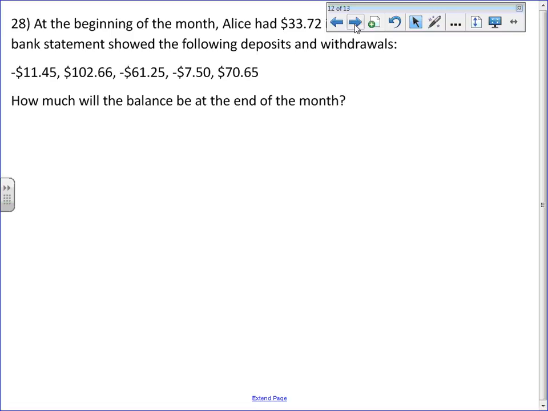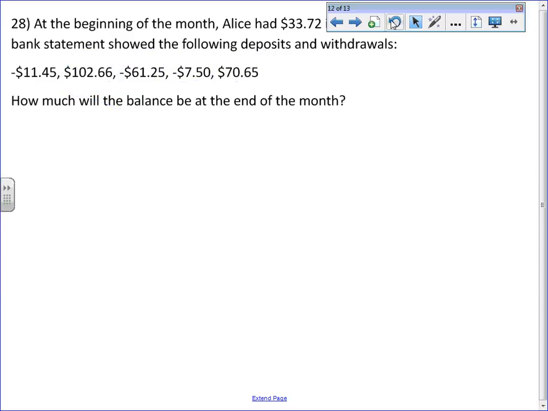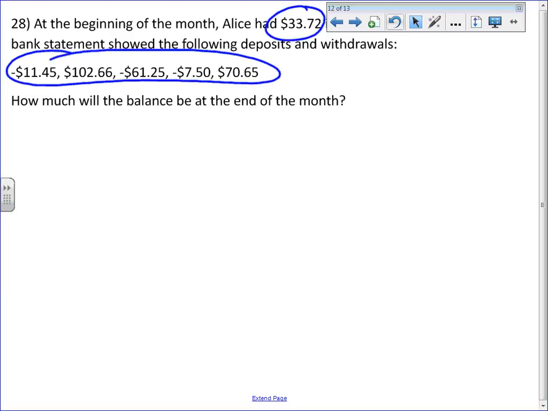So you can do it step by step if you want. You can start at 33.72 and start by doing minus 11.45. That's right here. And then go step by step and then add this number, then subtract this number, then subtract this number, then add that number. And that's fine. You'll end up eventually with the right answer. Or you can add these 5 numbers together first and then just add it to her original number. So let's do that. So let's add negative 11.45 plus 2.66, and so on.